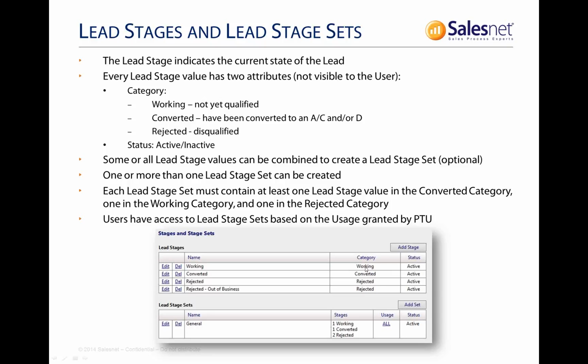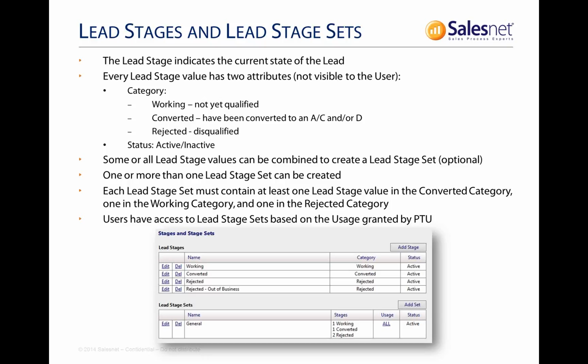We can look at these categories, and we always have these same categories: working, converted, rejected. But the custom names that we set up can be whatever we want them to be, we just have to assign them to one of these categories. And then obviously they can be active or inactive. Now, that's the stage records. That's very simple. Now, you can have sets of stages.